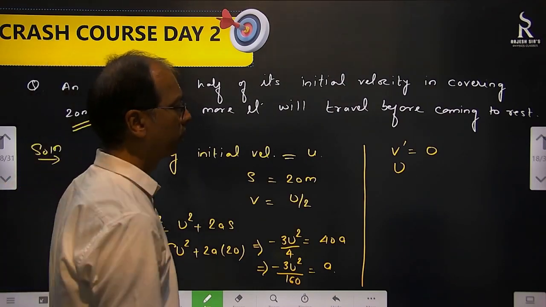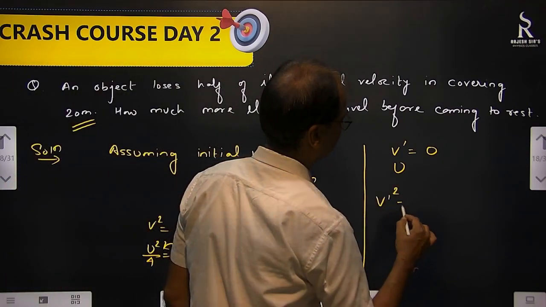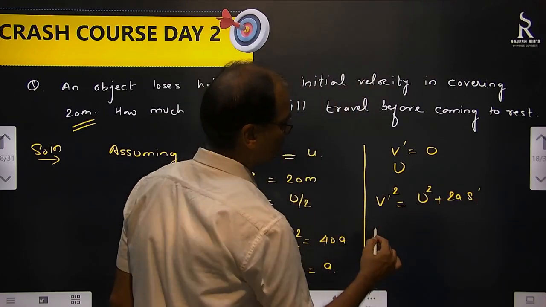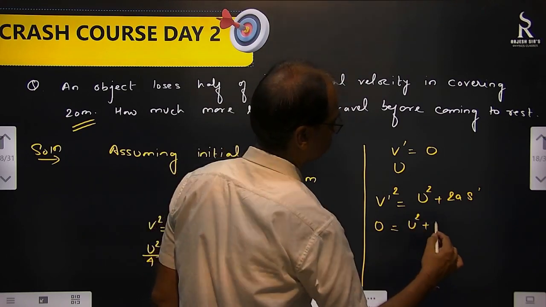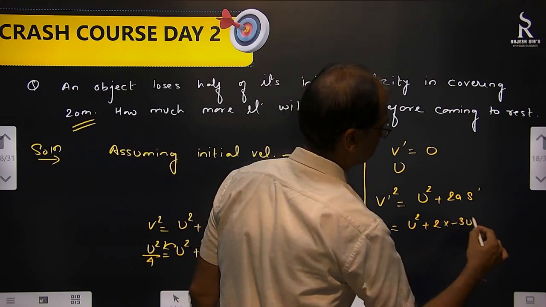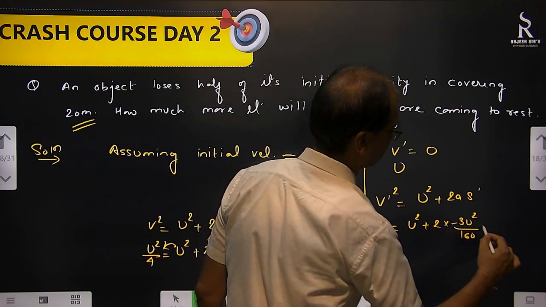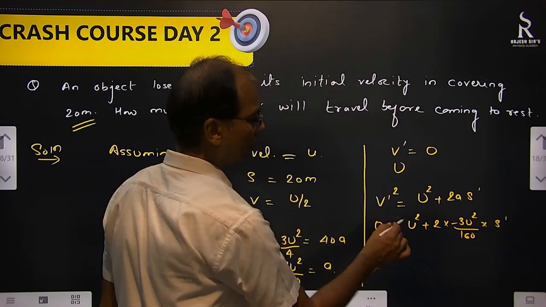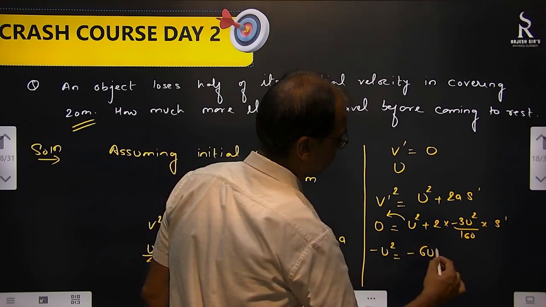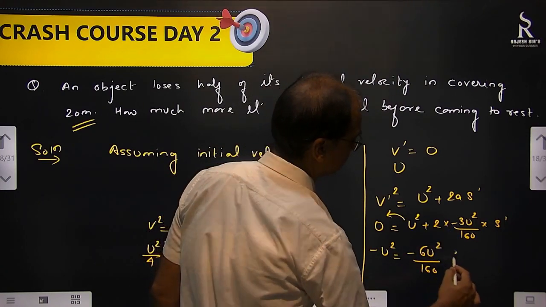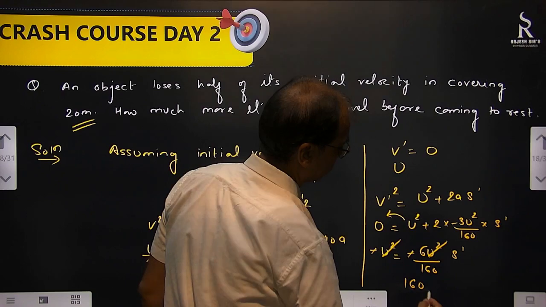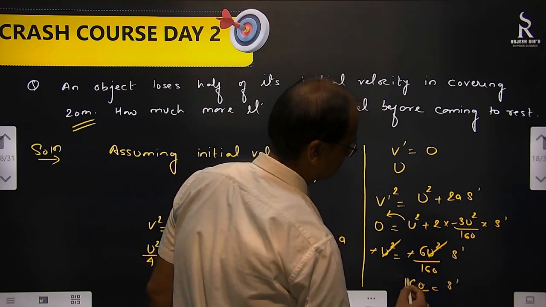Correct? Okay. So what formula? v dash square equal to u square plus 2 into a into s dash. So this is 0. This is u square plus 2 into acceleration, which is minus 3u square by 160, into s dash. S dash we are calculating. Bring u square here. Minus u square equal to minus 6u square by 160 into s dash. U square cancels, minus minus cancels, 160 by 6 is s dash. That means 80 by 3.